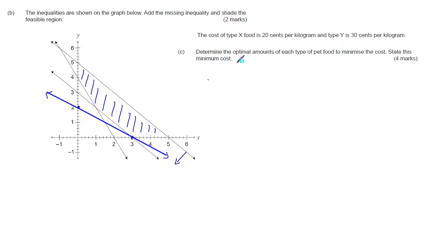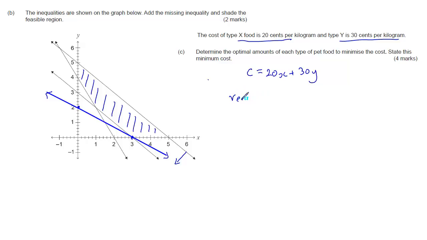We now want to determine the optimal amounts of each type of pet food to minimize the cost and state the minimum cost. We can see for X it's 20 cents per kilogram and Y is 30 cents per kilogram. So our cost function, which we could do in cents or dollars, I'm going to do it in cents, but I need to remember that. So that's going to be 20x plus 30y.